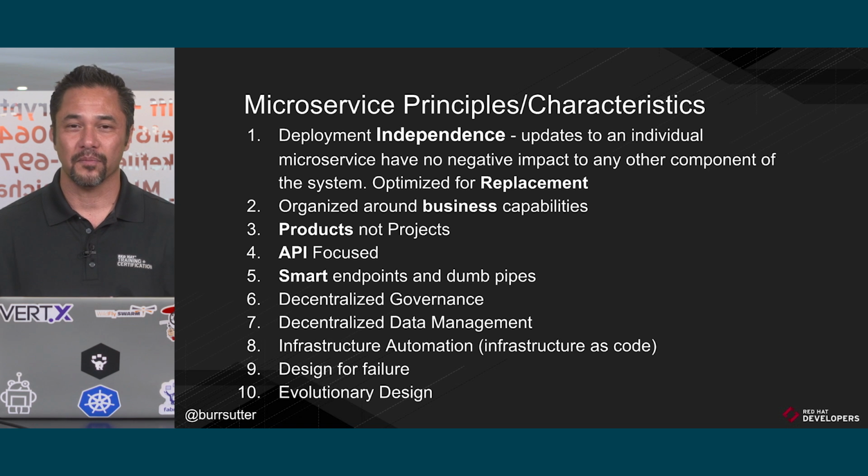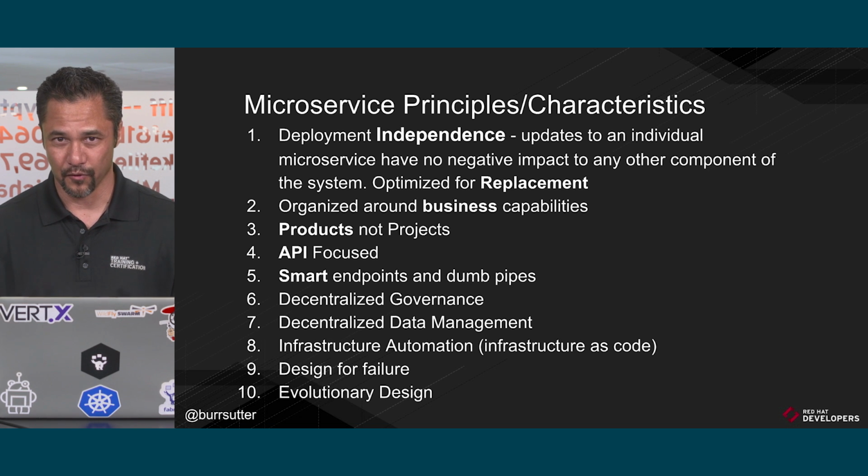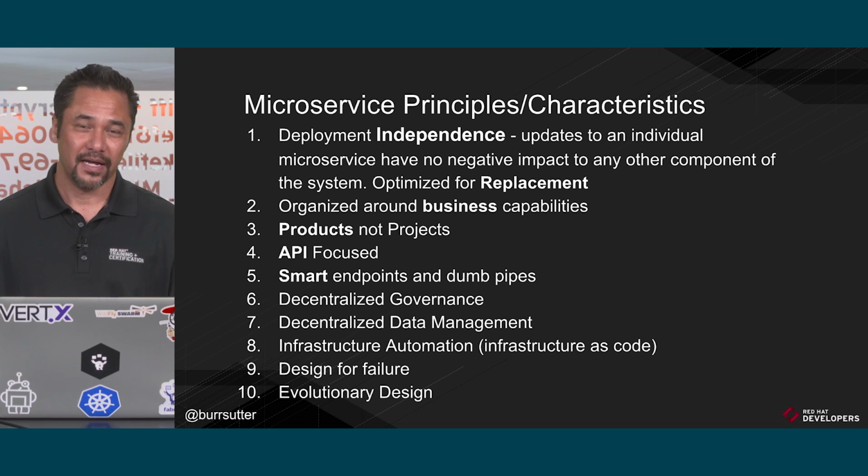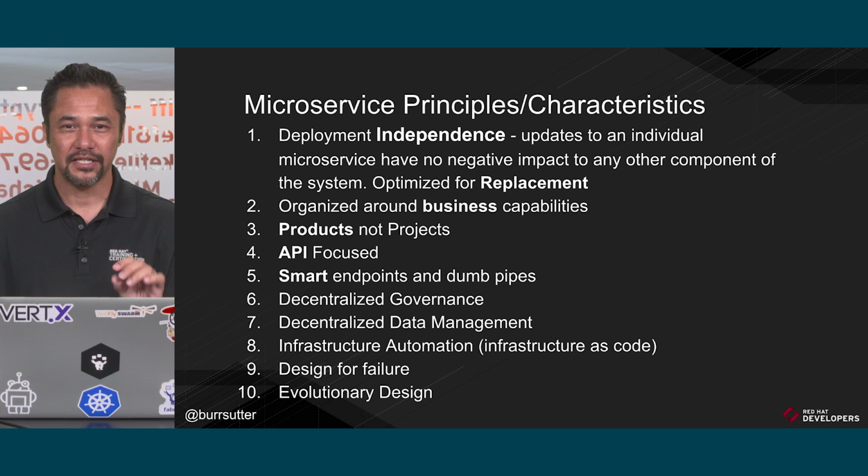Now, here's some key principles and characteristics. We don't have time to go through them all today, but I'll just call out a couple of them for you. One is deployment independence. You have to be able to deploy each of these components completely independent of each other. That's a speed enabler, that's an agility enabler.